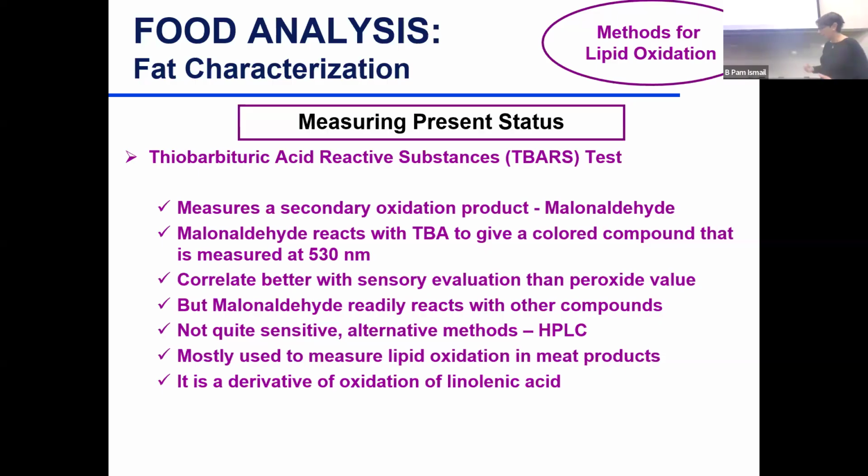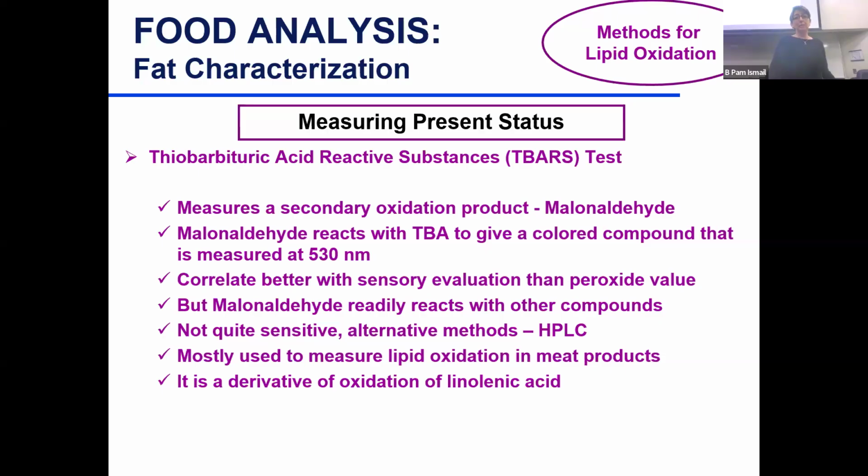However, malonaldehyde is a very reactive oxidation product, so it might react with other components in your sample, and you get lower absorbance at 530. So most of the time it's an underestimation. But there is an HPLC method that's very sensitive and is commonly used to determine malonaldehyde specifically.